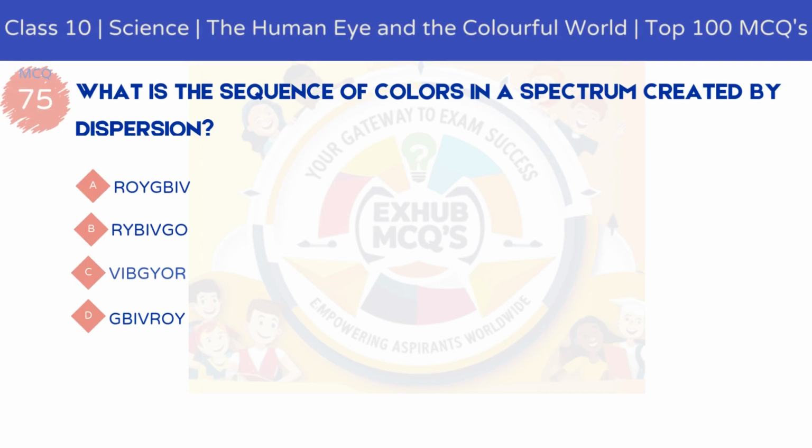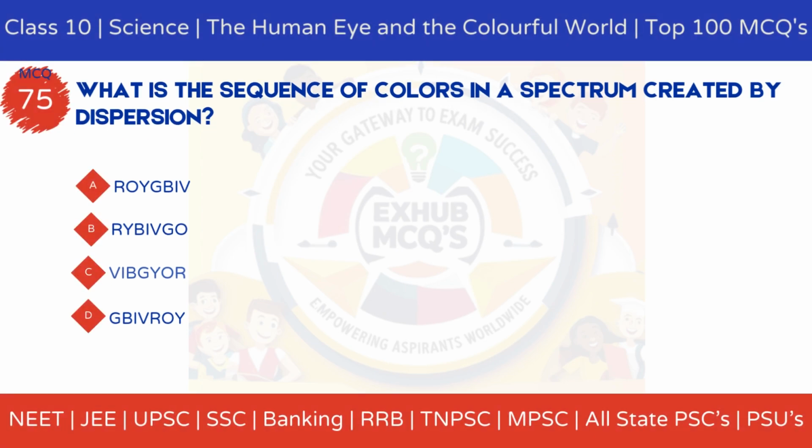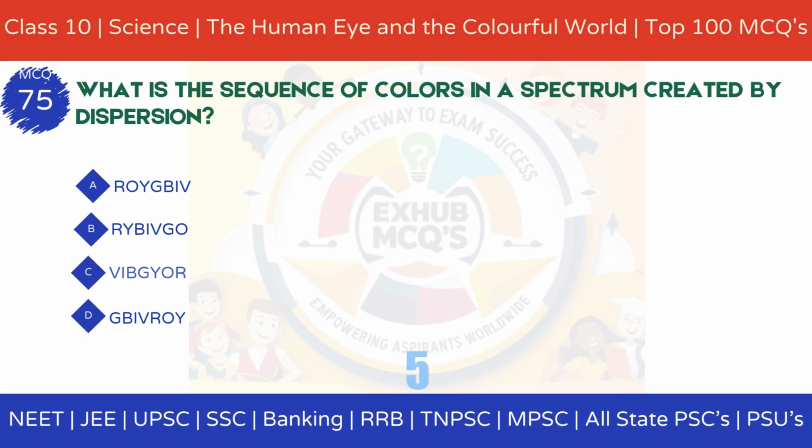MCQ 75. What is the sequence of colors in a spectrum created by dispersion? Option B, RYBVVGO. Option C, VIBGYOR. Option D, GBIBIRO.